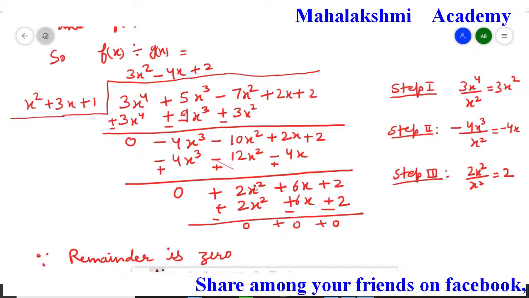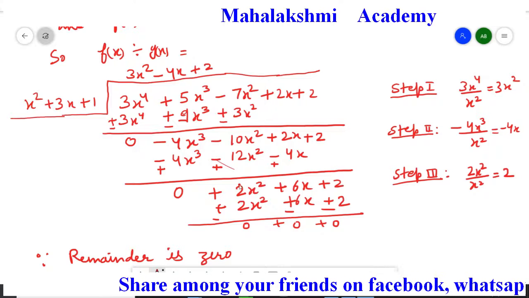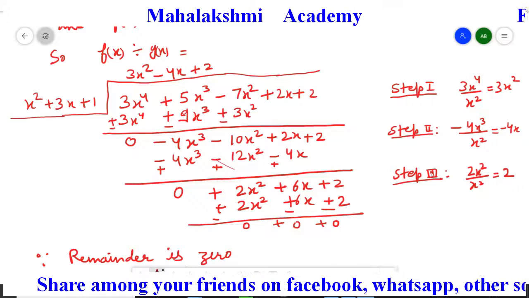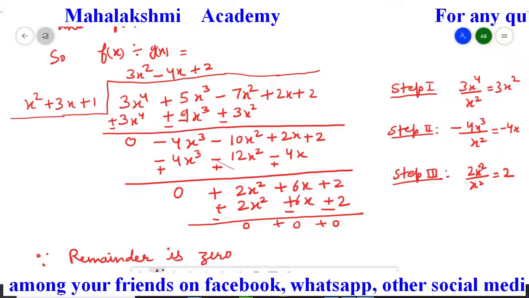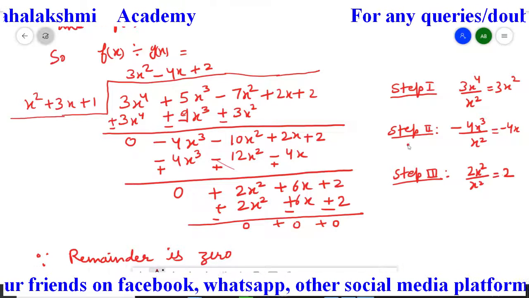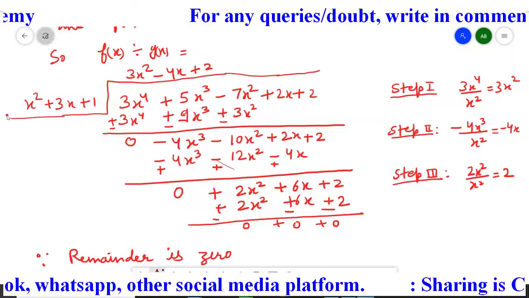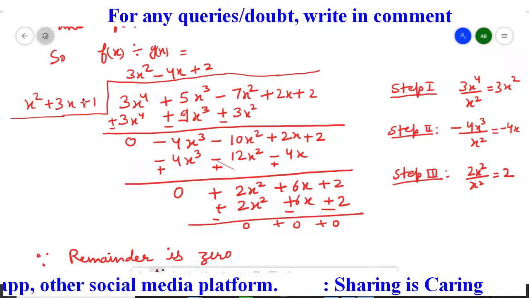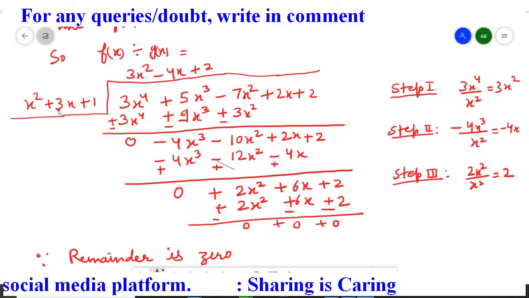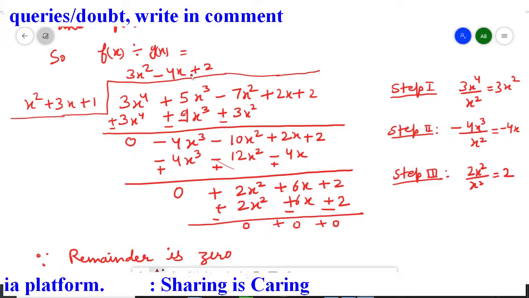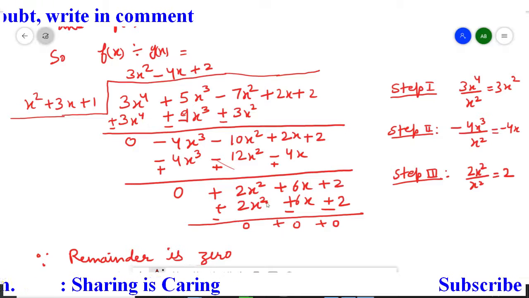Now this 2x square we have to divide by x square for the third step quotient. Now x square cancels by x square, we obtain here 2. So plus 2 just write here. Now this plus 2, one by one just multiply by the divisor's terms, and you will get here 2 multiplied by x square is 2x square.